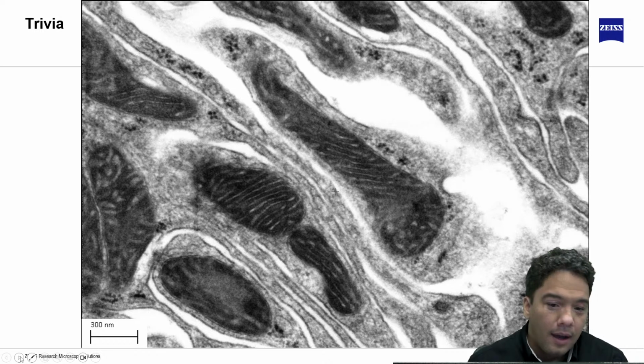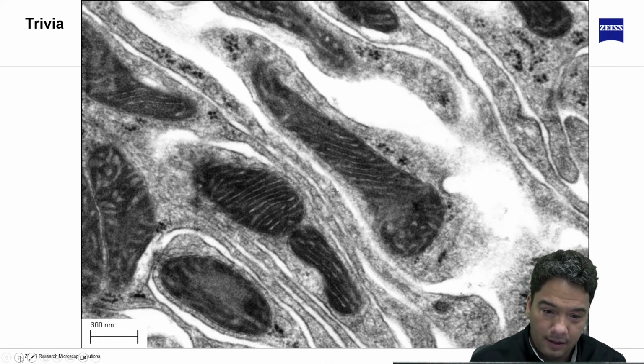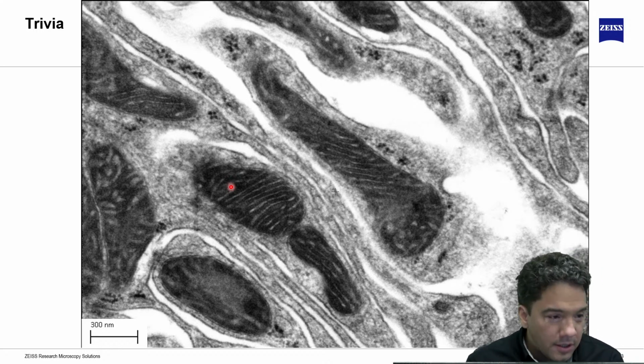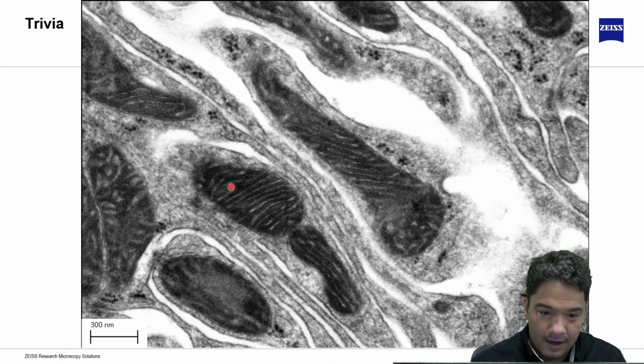Next one. By the way, the previous one was kidney tissue. This is also kidney tissue. Here you can see the cristae of the mitochondria, a very typical ultrastructure that you are looking for in TEM images. And guess what? This was also acquired in an SEM instrument.